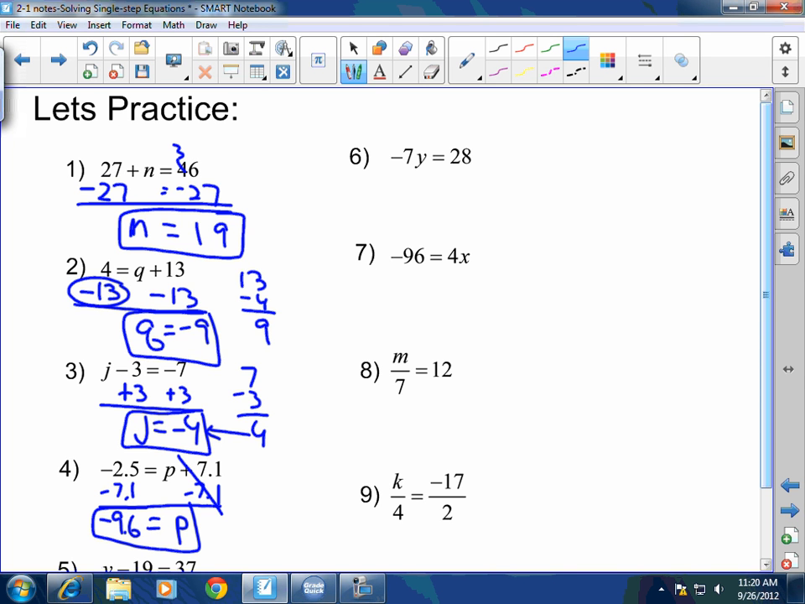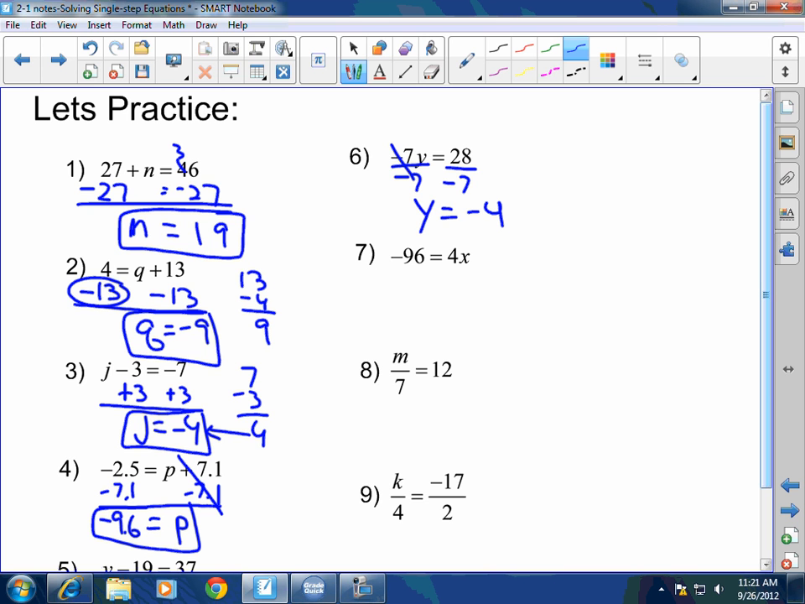-7y equals 28. What's the relationship between the -7 and the y? Now, here's where it's tricky. Sometimes people add 7. Why is that wrong? Because you're multiplying. You have to have something in between. If there's nothing in between, that means you're multiplying. Okay? So, how do we get rid of multiplication? Division. So I'm going to divide both sides by -7. -7 divided by -7 is 1, so I'm left with y equals -4.